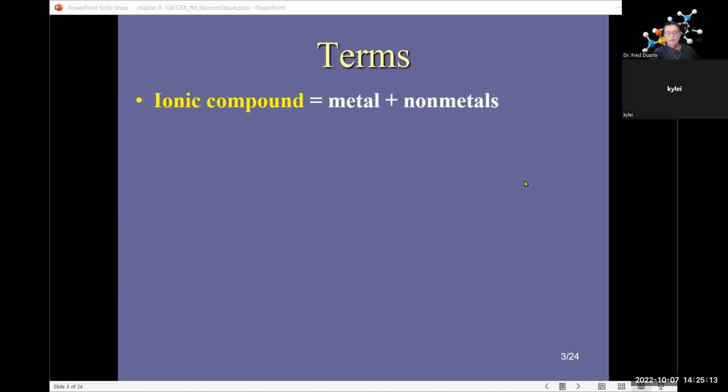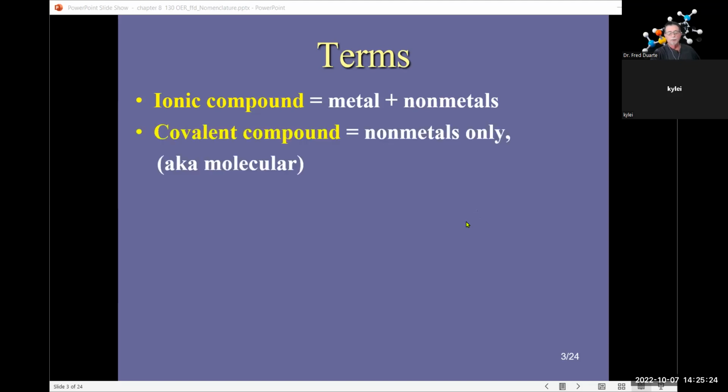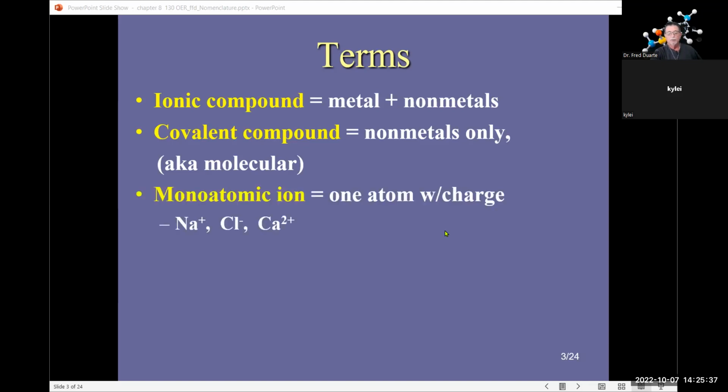All right, so ionic compounds, this is a rehash. How do we define what an ionic compound is? That is a combination of a metal and non-metal, okay? Whereas covalent compounds are defined as compounds that are made up of non-metals only, aka molecular compounds. We have monatomic ions. We talked at length about that too. We have the positive ions and negative ions. Positives are also called cations, and the negatives are called anions.